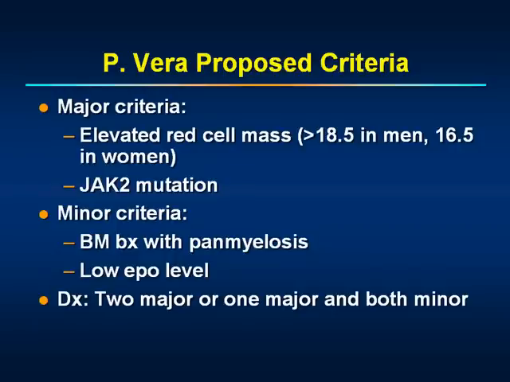However, this has all changed because now with the use of JAK2 we can make a diagnosis much more clearly. So the major criteria now are elevated red cell mass, a hemoglobin of greater than 18.5 in men or 16.5 in women, and if a JAK2 is mutated it's almost pathognomonic of P Vera. The minor criteria is your note, and one needs two major or one major and one minor criteria. But since the JAK2 is mutated in 95% of patients with P Vera, it's a fairly good test.